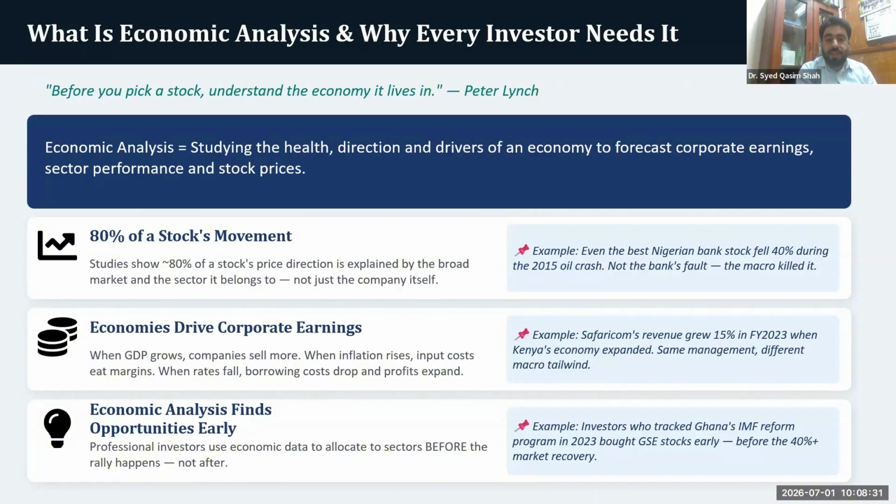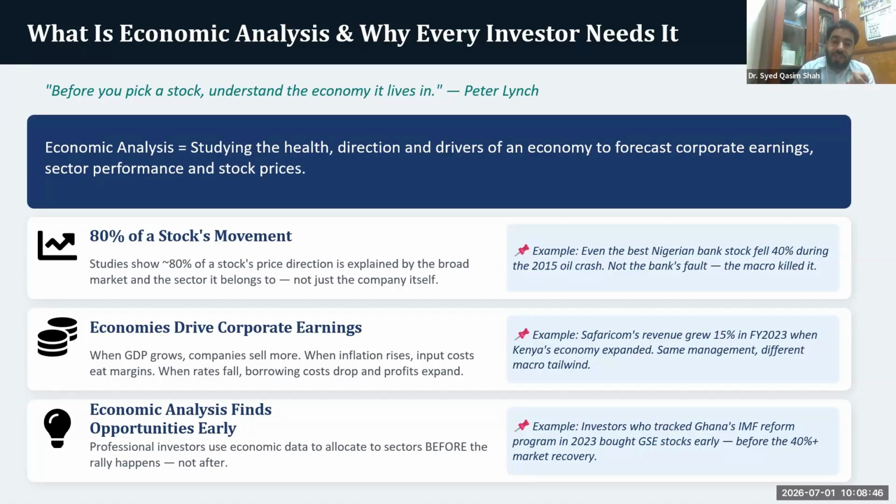Another example: economic analysis helps to find opportunities early. This is the exact thing we need to understand about why economic analysis is really very important.